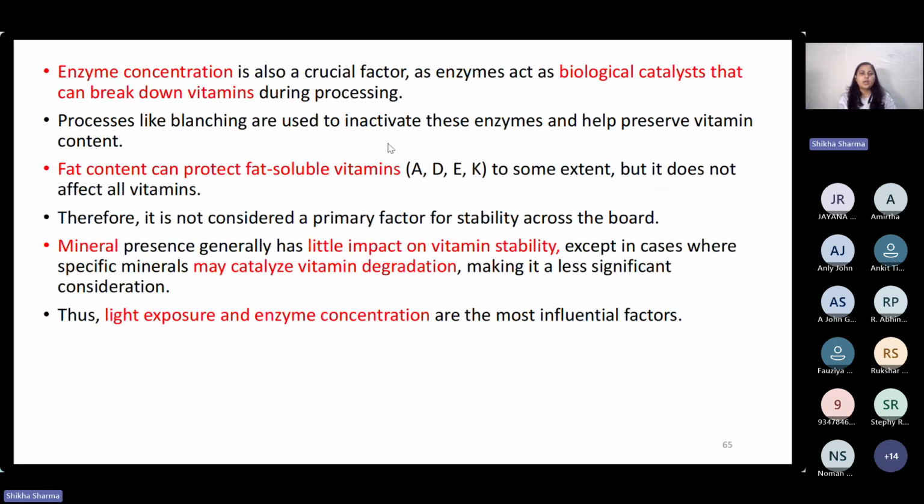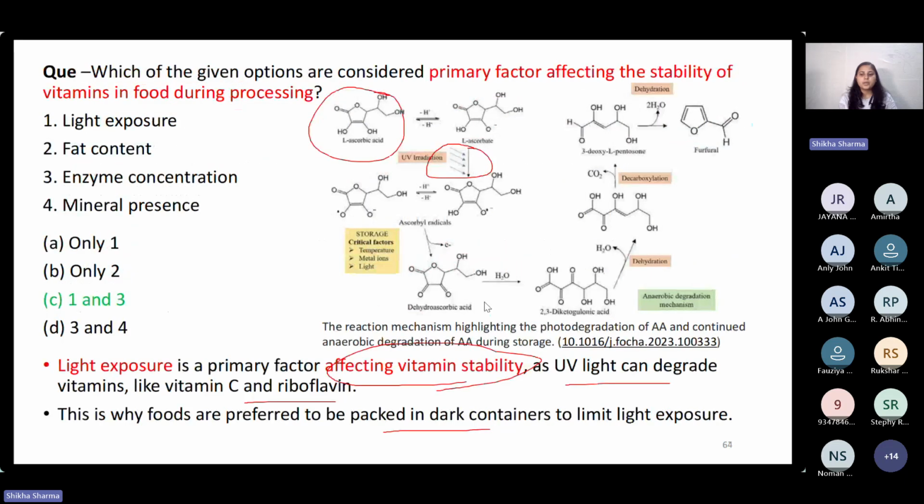Enzyme concentration is a second crucial factor, which acts as a biocatalyst and will break down the vitamins. So we use the blanching process so we can inactivate these enzymes and preserve these vitamins, right? So we can see here different enzymes are there which are converting these into different products. So basically two things, the enzyme concentration and light exposure, are going to affect.